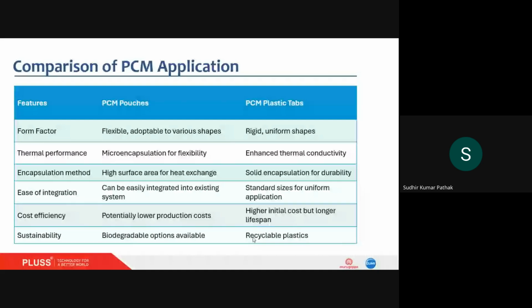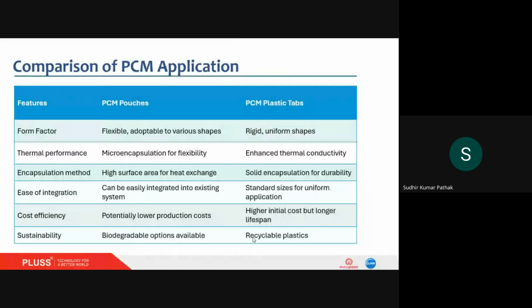For the encapsulation method, by filling the PCM in pouches, we get the maximum surface area to exchange heat. If we fill the PCM in tabs, there is a solid encapsulation, which increases durability and also the surface area. In terms of ease of integration, pouches can be easily integrated into existing systems without having to modify the system. Tabs are standard size and uniform, and can be used at large surface areas like in cold rooms.